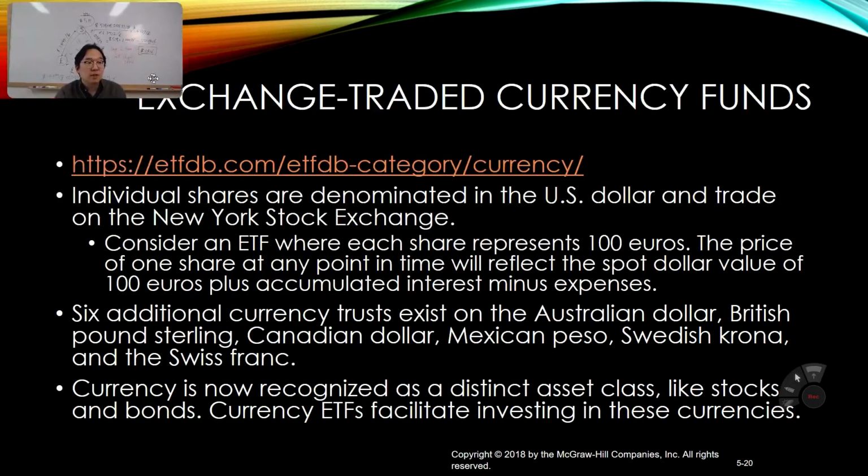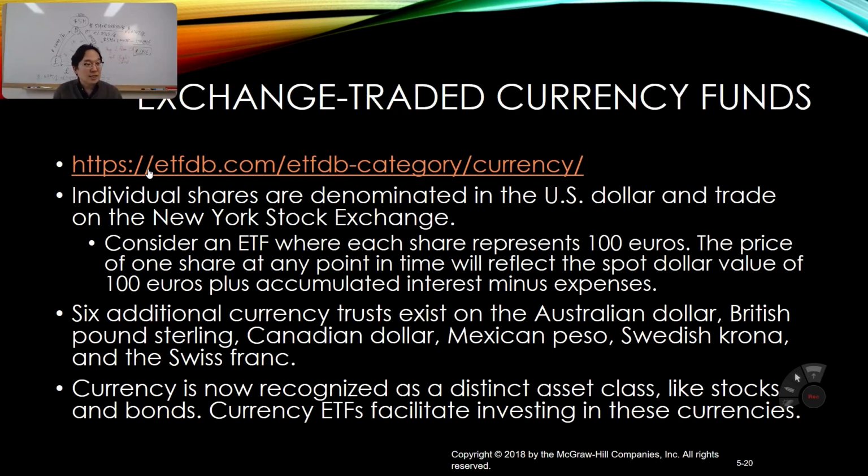So it's tracking those exchange rates. Consider an ETF where each share represents 100 euros. The price of one share at any point in time will reflect the spot dollar value of 100 euros plus accumulated interest minus expenses. Why is there interest? Because once you convert money into that currency, you will park your money in their treasuries, their government securities or something. So the interest rate will be given to you, and then there's a fund manager operating it for you, either machine or traders. So the expenses are incurred. That's why you subtract it.